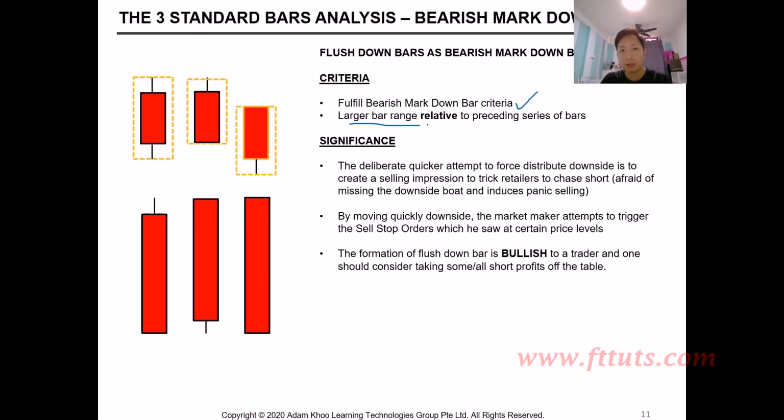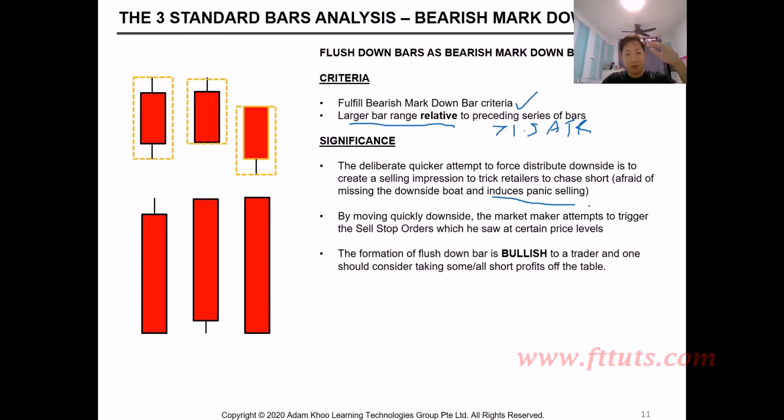The range of the bar is larger, so the difference is that it's a bigger range. Again, usually at least 1.5 times the average range of the preceding bars in the chart, depending on which time frame you're looking at. And when you see a flush down bar, like what you see in the current market right now, when the market is crashing, this actually causes a lot of traders to cut their positions or chase to go short, or induces what we call panic selling.